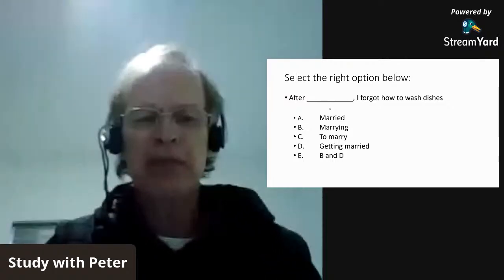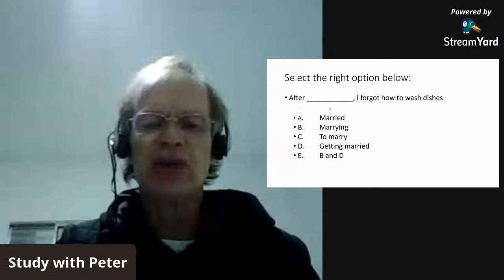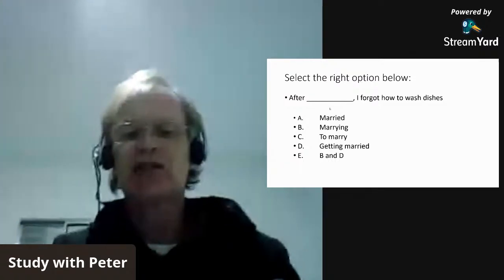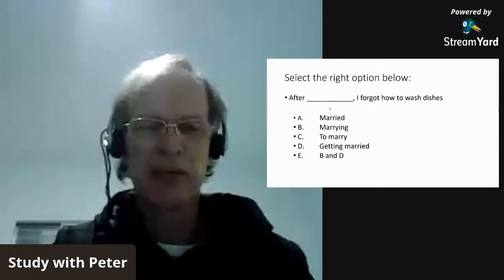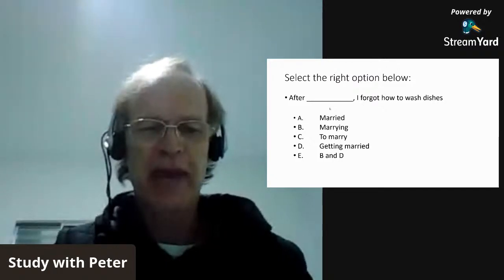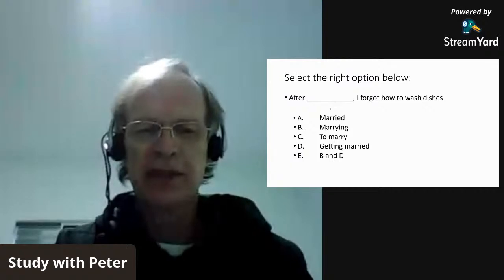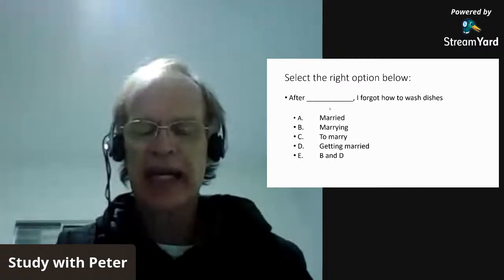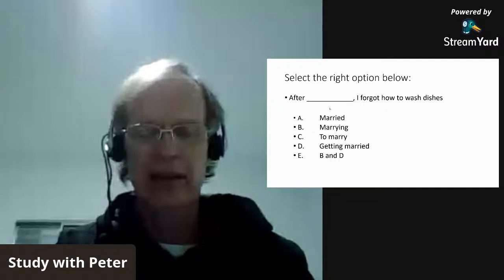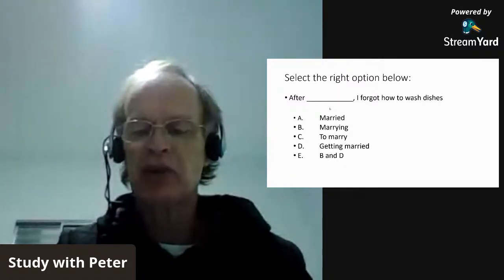What is the answer? We have five options. Married, marrying, to marry, getting married, or marrying and getting married. What is the answer? The answer is E. I'm sorry, I didn't put the answer there. The answer is E. After marrying and after getting married. So B and D. Now remember, this is the preposition after. So in English, we say, I got married. In Portuguese, eu me casei. Reflexivo. So in English, it is just the verb here, but it's in the gerund form. After getting married, can be both, but usually we say getting married. After getting married, I forgot how to wash dishes.